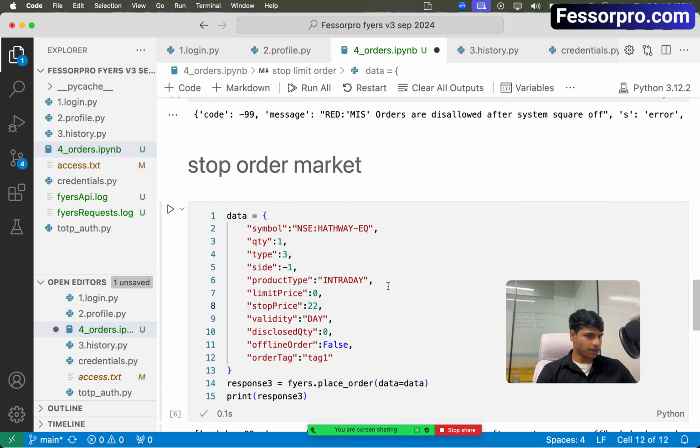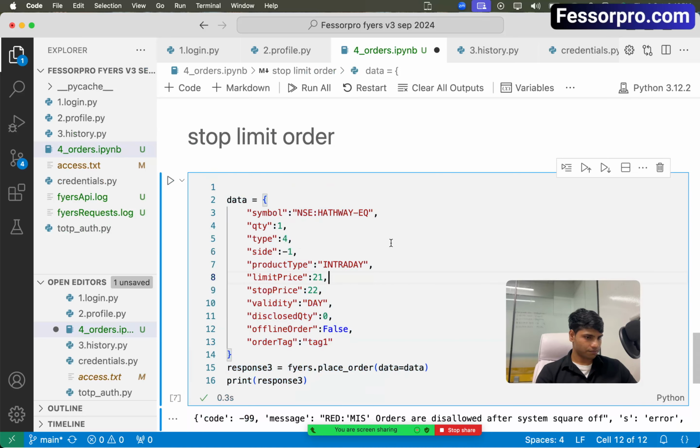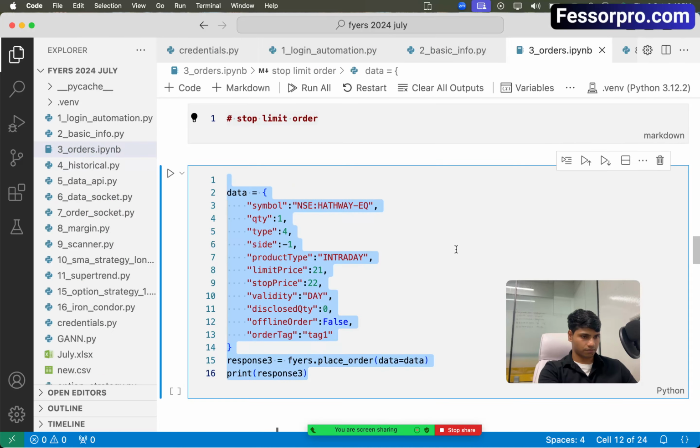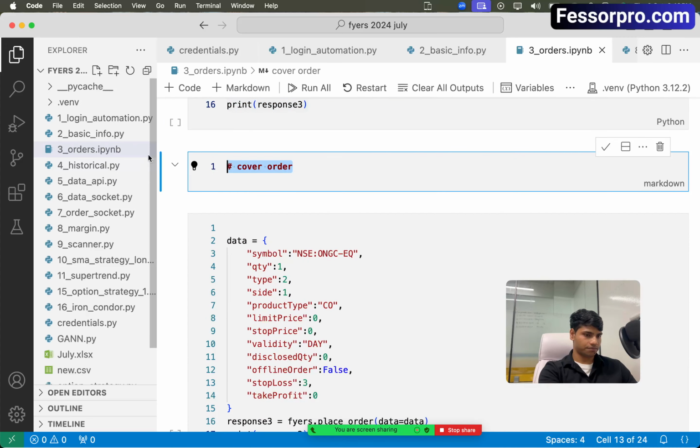Okay, any doubt in stop market order and stop limit order, anyone? Okay, now let's take a look at cover order. How do you place a cover order?